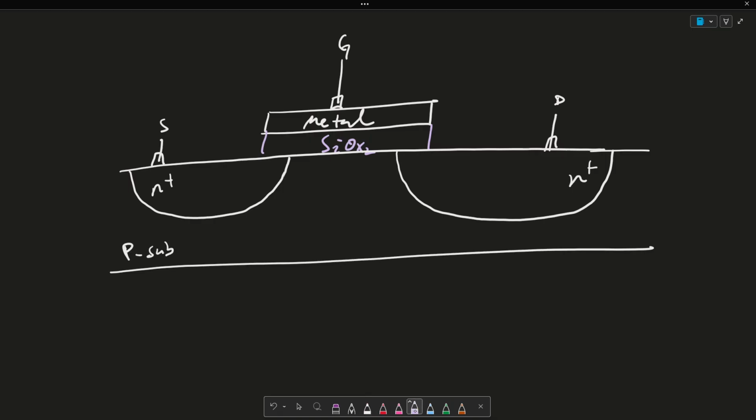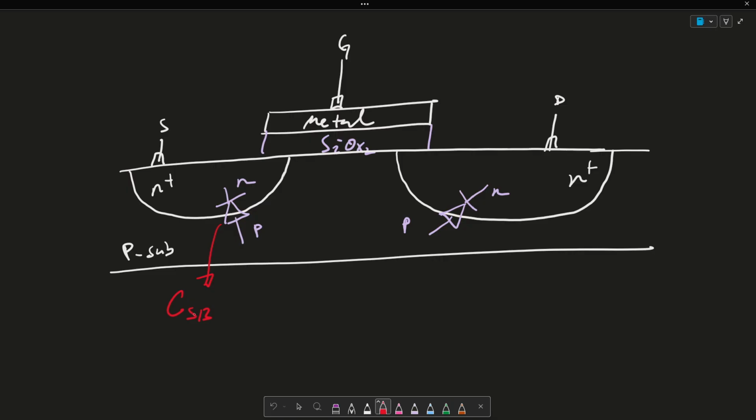Okay, so we know that every time we have an N and a P intersecting, there's what's called a depletion region, or PN junction. So there's two PN junctions on either side here. And whenever we have a PN junction, we have a capacitance, right? A parasitic capacitance. So this is a CSB, right?